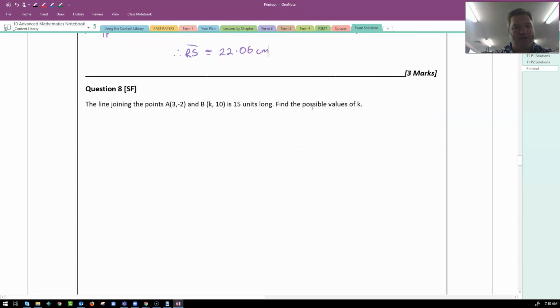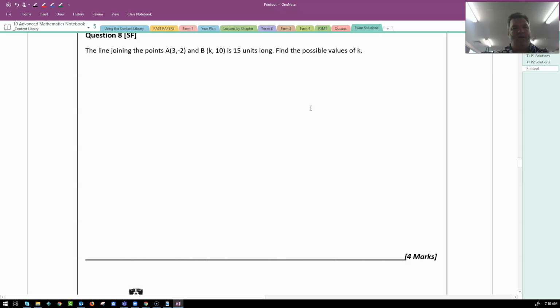Alright, one more I said I'd do. The length of the line joining 3, -2 and K10 is 15 units long. Find the possible values of K. So we're just using our distance formula. The distance equals, it's just Pythagoras' theorem, isn't it? K minus 3, that's the difference between the x coordinates squared, plus the difference in the y coordinates, 10 take -2 squared. So my distance is going to be, we know the distance.